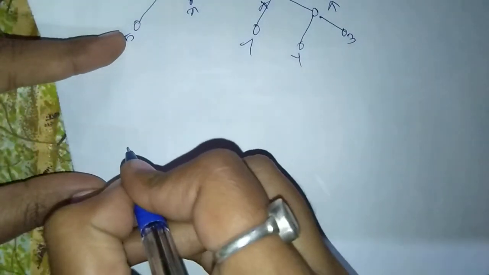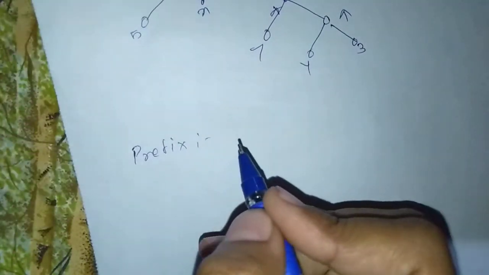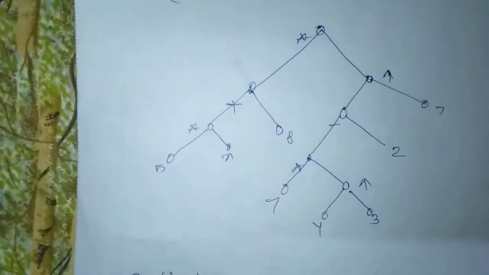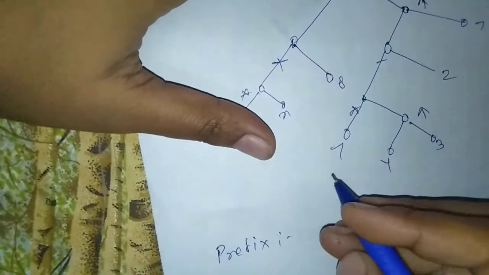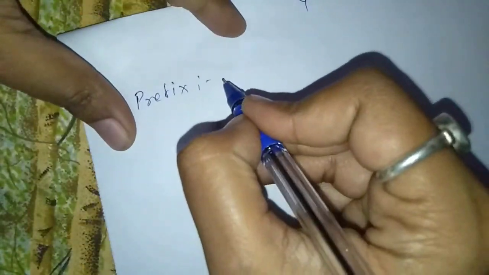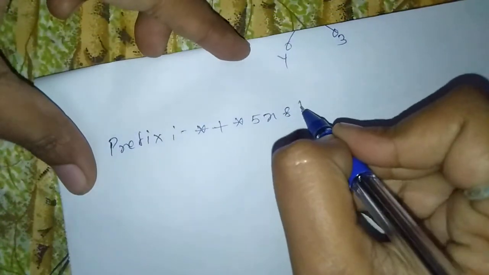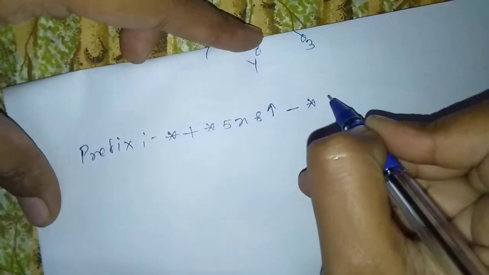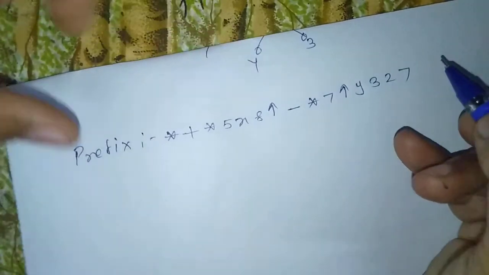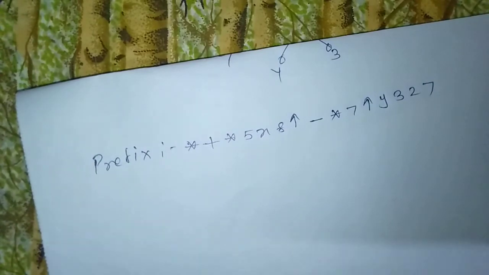Now prefix form, here we have the ordered rooted tree. Now it is easy to find the prefix form, and this is your job. Prefix form means preorder traversal. Now the prefix form is nothing but star addition star 5 x 8 exponential subtraction multiplication 7 exponential y 3 2 7. This is your job to find the prefix form. Here I only give you the last answer.